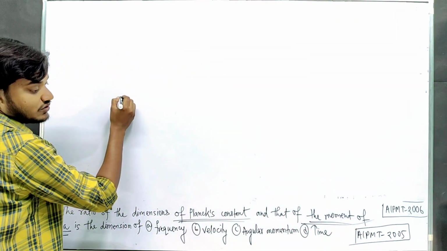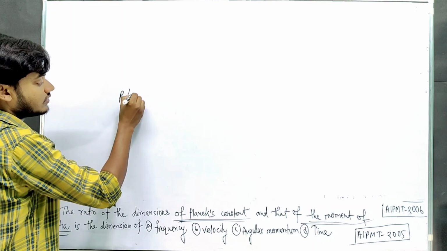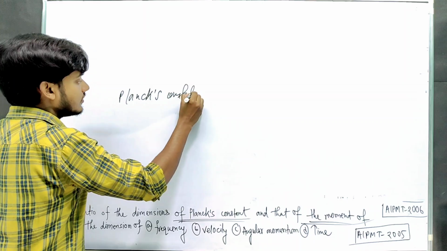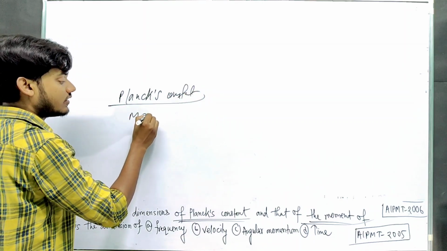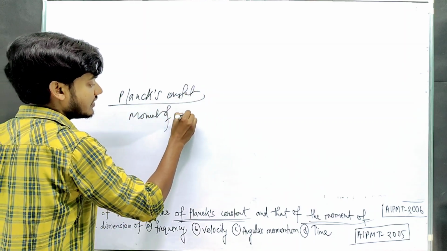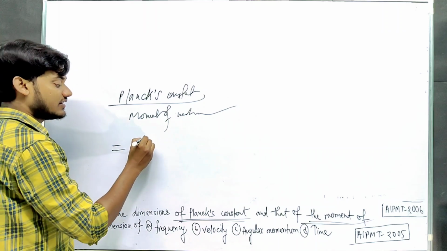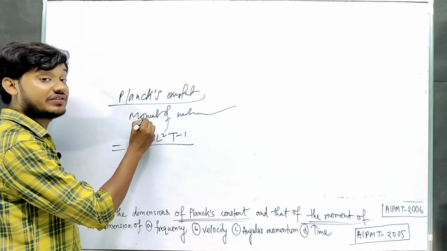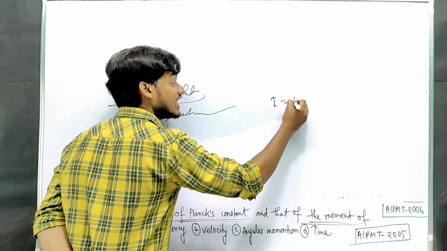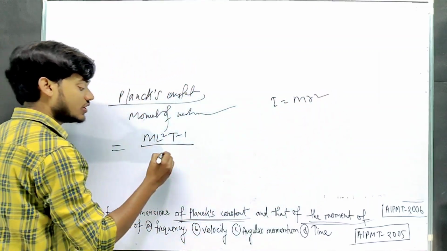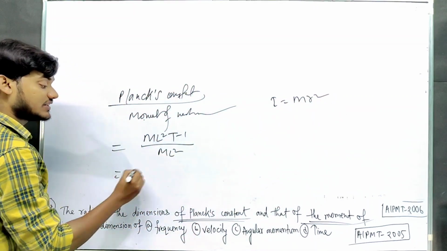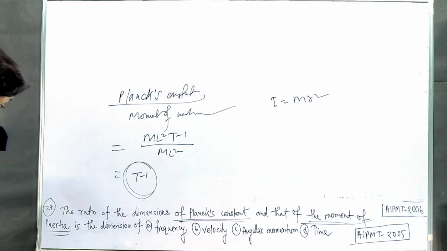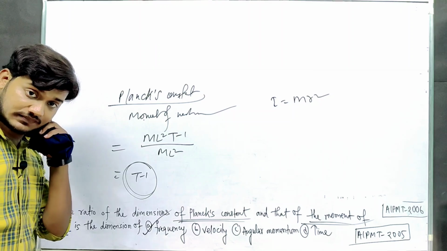So Planck's constant by moment of inertia. Planck's constant, dimension M L square T inverse. Moment of inertia, we know moment of inertia I equals m r square, yes or no? So M L square cancels out, so only T inverse is left, which is frequency. So option A is the right answer. Okay.